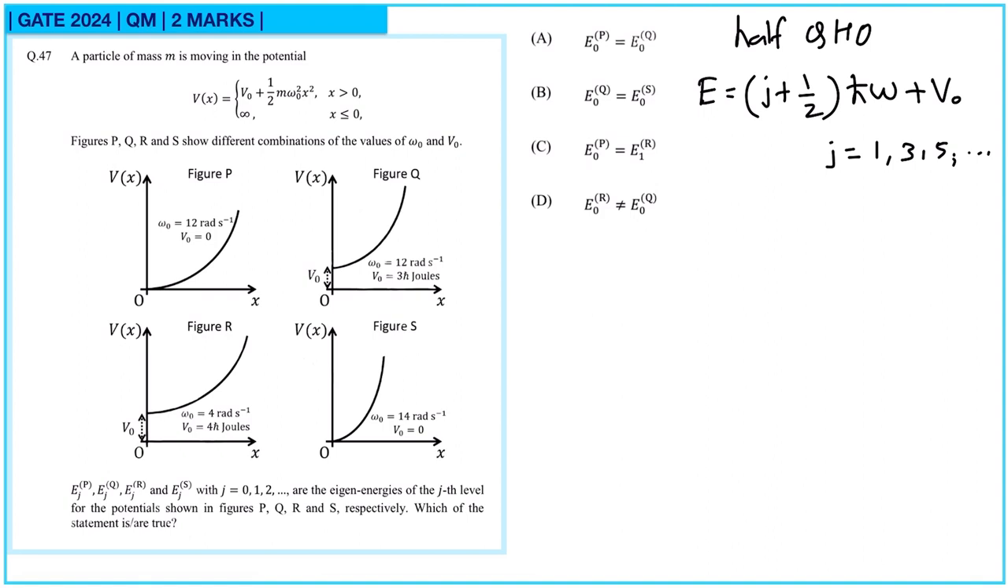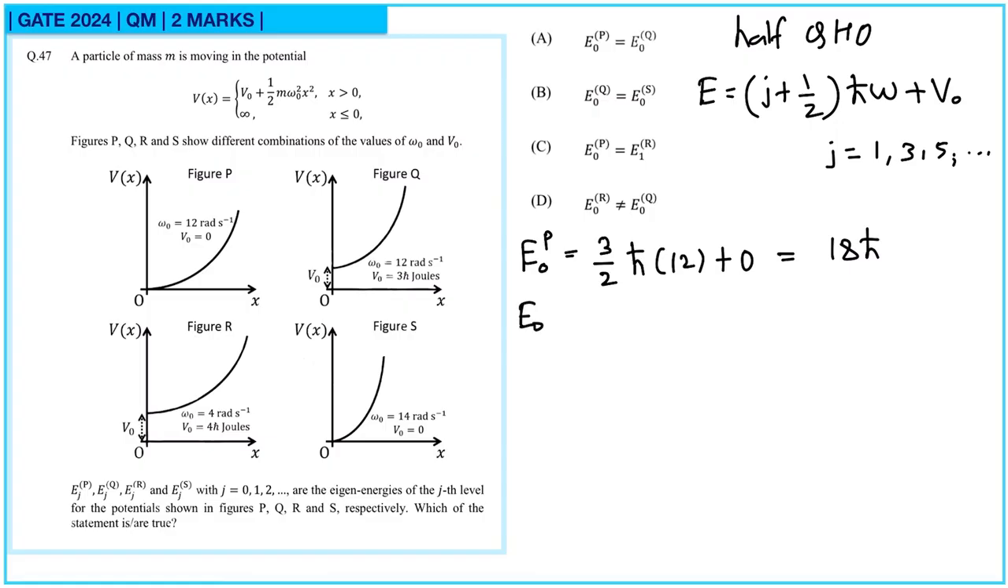Now let us calculate energies in each case for P, Q, R and S. For figure P, E naught P will be, for the first case, J equal to 1. So 1 plus half is 3 by 2, times h cut omega, and h cut omega is 12, plus the corresponding V naught. Potential is not there, so 0. So this is equal to 18 h cut.